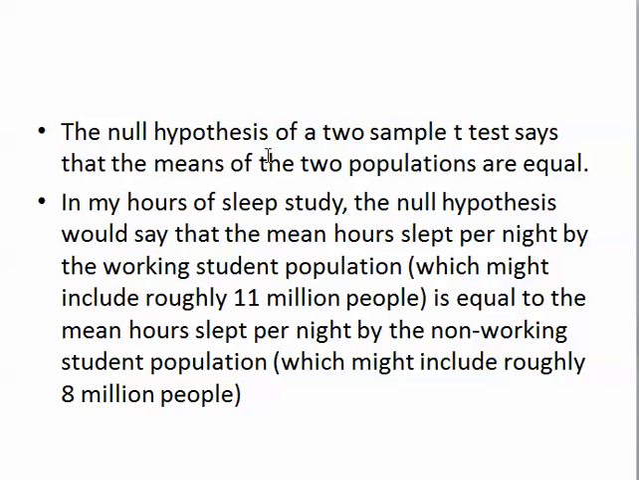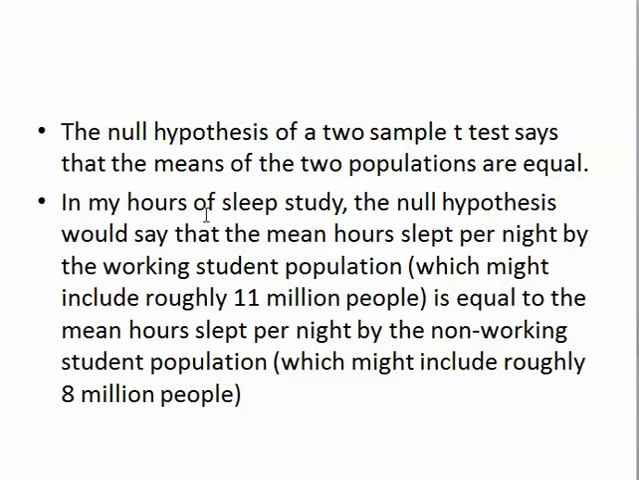The null hypothesis in this type of study that uses a two-sample t-test says that the means of the two populations are equal. The null hypothesis says that there's no difference between the means of the two populations. Remember that the null hypothesis is the absence of something. So in this type of study, the null hypothesis is the absence of a difference between the two population means.